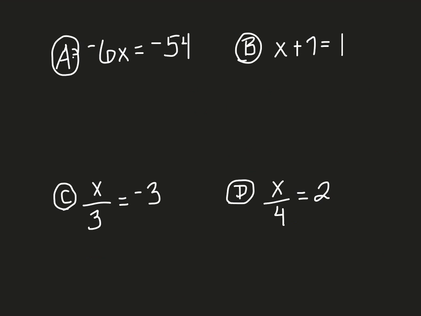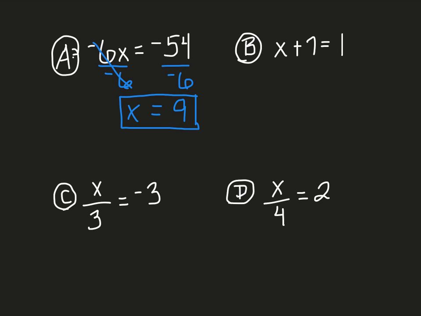Okay, letter A is 6 times x equals negative 54. So I have to get the x by itself, and since I'm multiplying by negative 6, I need to divide by negative 6. So divide both sides by negative 6. That cancels out. My signs are the same. So for multiplication and division, if the signs are the same, the answer is going to be a positive 9, because 9 times 6 is 54. And if you didn't remember, you could use these as much as you want.